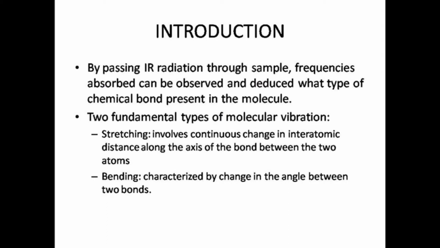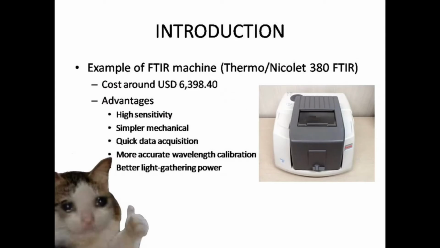There are two fundamental types of molecular vibration. The first one is stretching, which involves a continuous change in interatomic distance along the axis of the bond between the two atoms. And the second one is bending, characterized by a change in the angle between two bonds. This is the example of the FTIR instrument that we use in this experiment, the Thermo Nicolet 380 FTIR, and it costs around $6,000.